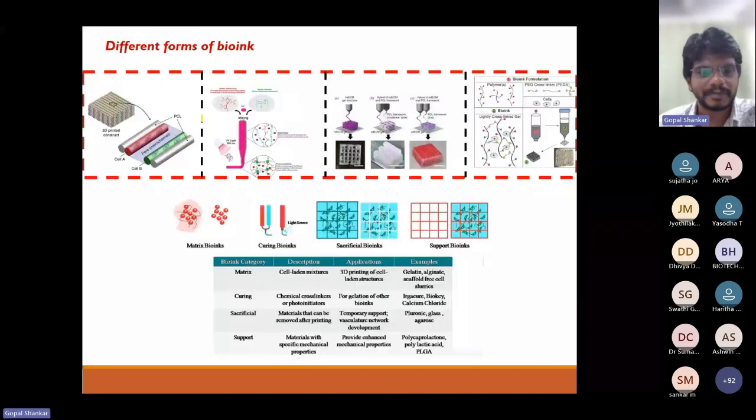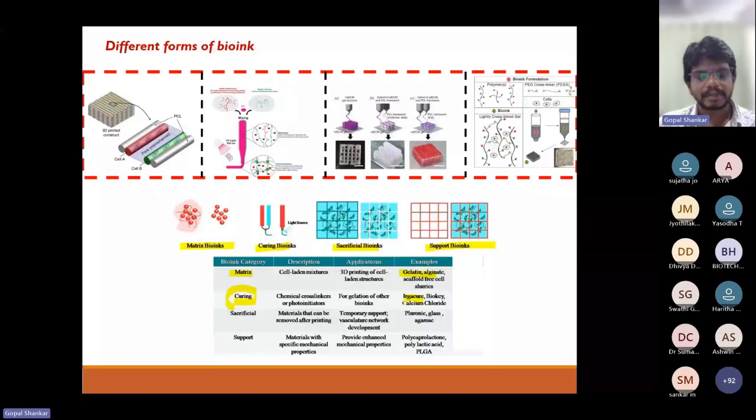So the different forms of bioink: you have matrix bioink, curing bioink, sacrificial bioink, and support bioink. So what are these? Matrix is basically, you have a matrix, and in this matrix you have the cells that are attached. The most common examples are gelatin, alginate, or sometimes you can use scaffold-free slurries. Curing is basically a chemical cross-linker or a photo initiator, which will improve the gelation of the bioinks. A typical example is Irgacure, or sometimes you can also use calcium chloride.